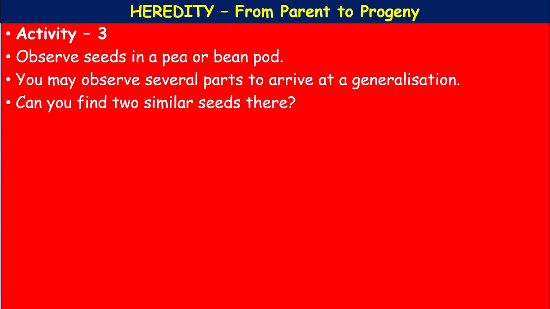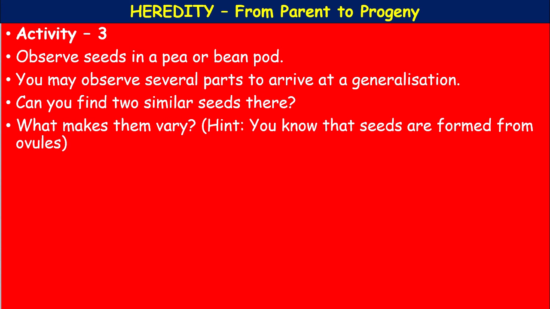Then can you find 2 similar seeds there? The seed may be round, the seed may be wrinkled. So can you find any 2 similar seeds there? If not, what makes them vary? They look different. So here a hint is given.